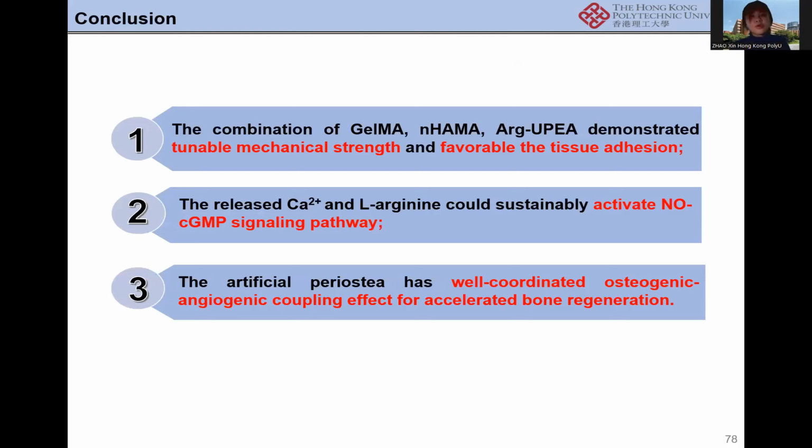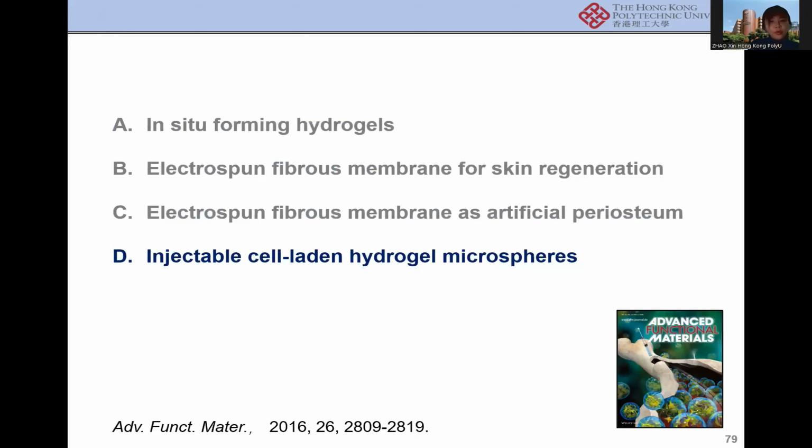So this is to show that by using these photocrosslinkable materials, we can tune the mechanical properties of the scaffolds, and by controlling different components, by just using very simple components, we can activate some cell signaling pathways and achieve coordinated osteogenesis and angiogenesis. And then we're going to talk about how we can use the GelMA hydrogels to make the cell-laden microspheres.